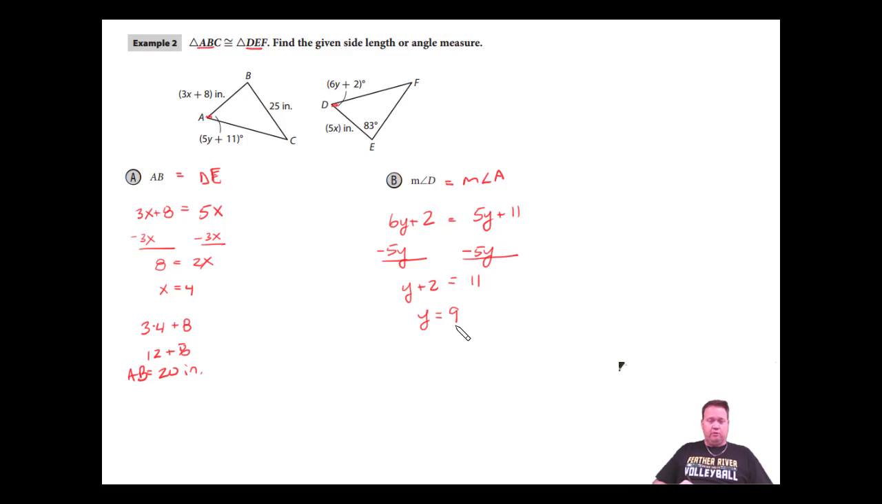Now the problem didn't ask me what y was. The problem asked how many degrees is angle D. Angle D was 6y plus 2, which is 54 plus 2, 56 degrees. So the measure of angle D is 56 degrees, and if I take a look at angle A, should have been 5 times y, that's 5 times 9 is 45, plus 11 is also 56 degrees. So there we go. The measure of angle D is 56 degrees.